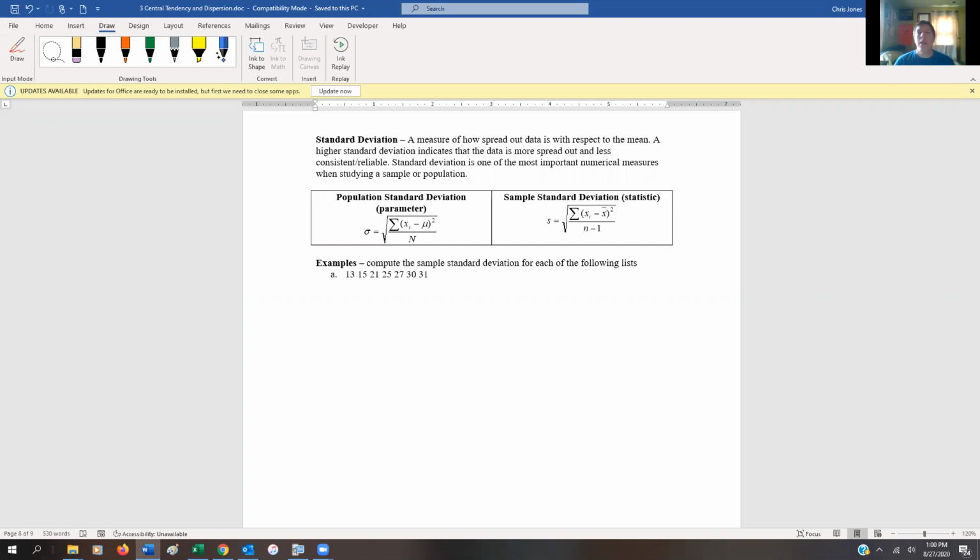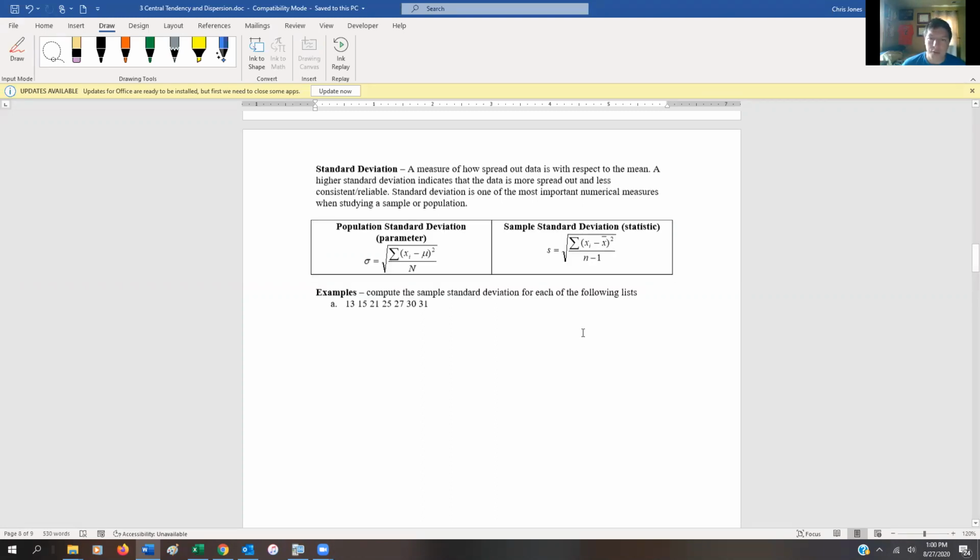And sometimes we need a better measure of, well, it looks like it's more spread out or less spread out, or it's kind of spread out. We need some sort of more definitive way to describe the spread of data. And that's what standard deviation is. Standard deviation is the numerical measure of spread, and it's with respect to the mean. Essentially, if you have a higher standard deviation, that means you're going to have a higher spread of data.